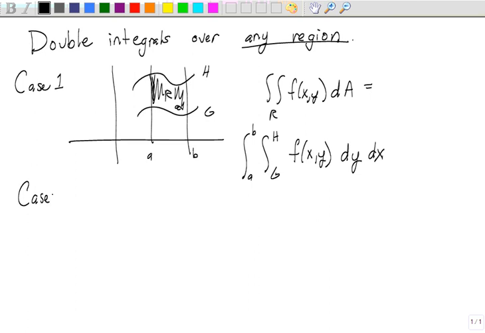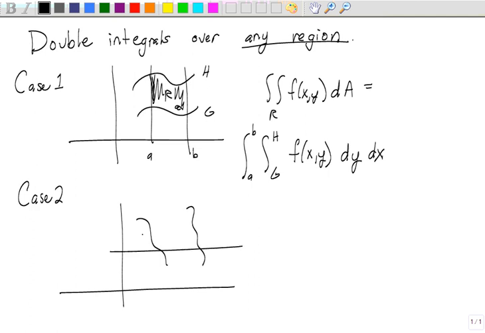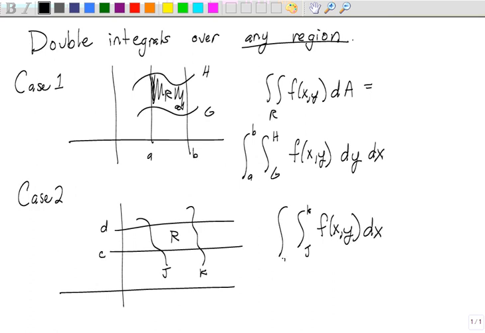In case 2, we could have something like this, where we have a function here and a function here, and the region's right here. So first we're going to integrate from j to k, and those are x-equal functions, so we're going to do dx first, and then from c to d, those are y's, so that's dy.